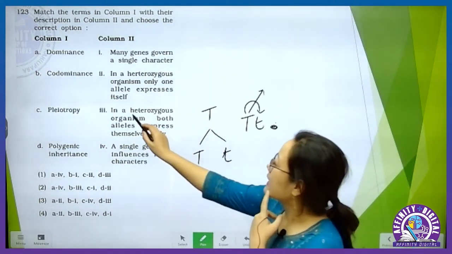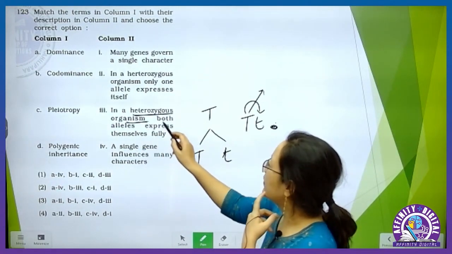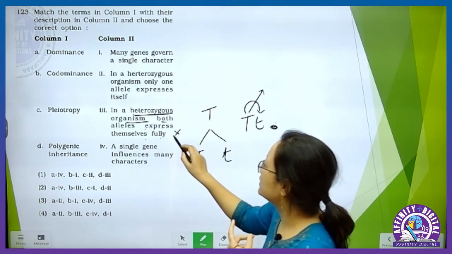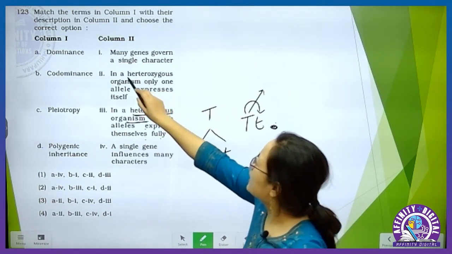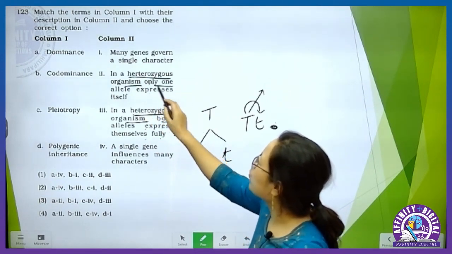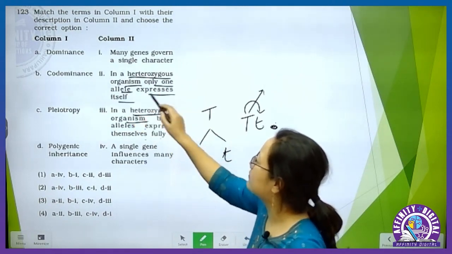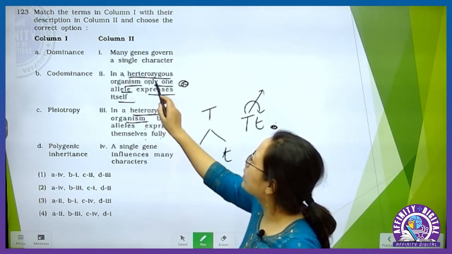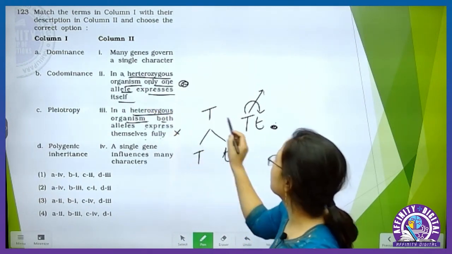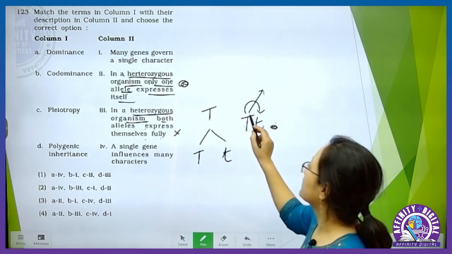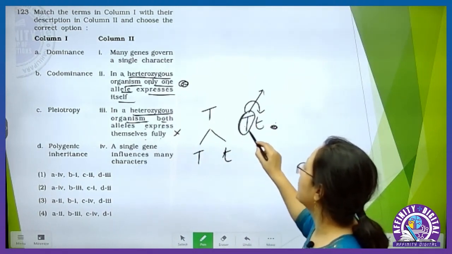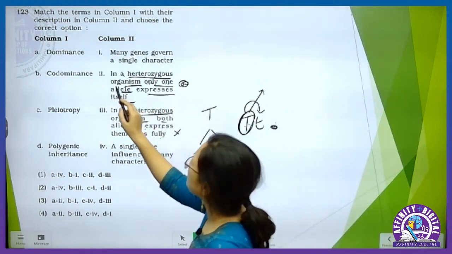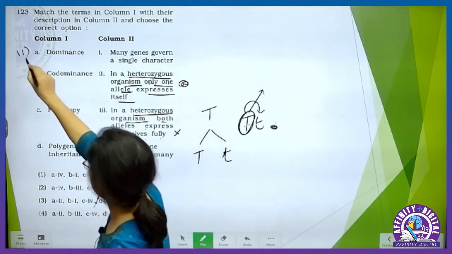So, in a heterozygous organism, both alleles express themselves fully. This is not possible. In a heterozygous organism, only one allele expresses itself. This should be the answer for dominance. In the case of dominance, only one of the alleles, that means the dominant allele, will express itself. So A should be 2.